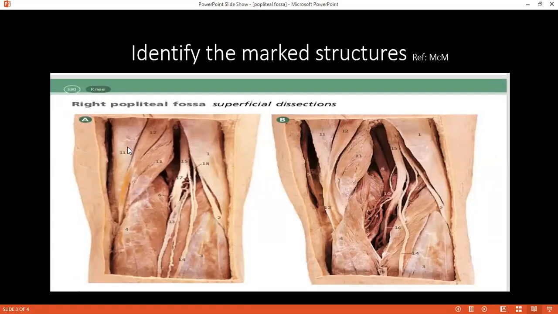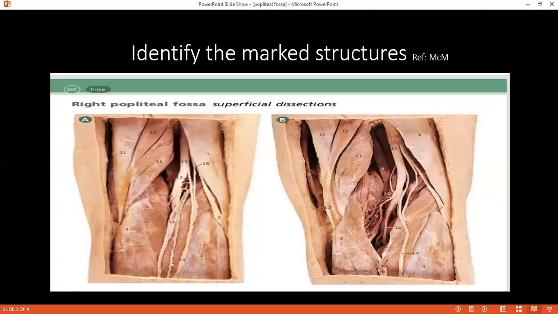11, semimembranosus. 14 was the sural nerve, I told you this. And 13 was the small saphenous vein. So yeah, good. Sural nerve, yes. If you can tell me what this 8 is. Ma'am, 8 is the popliteal artery.